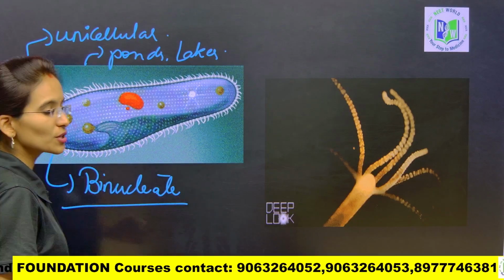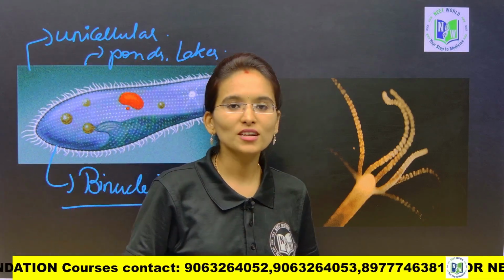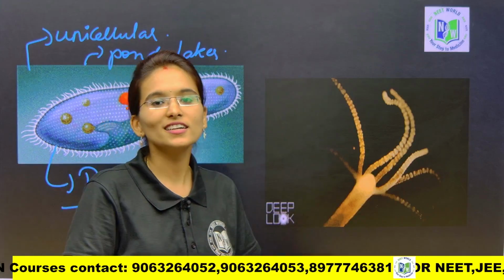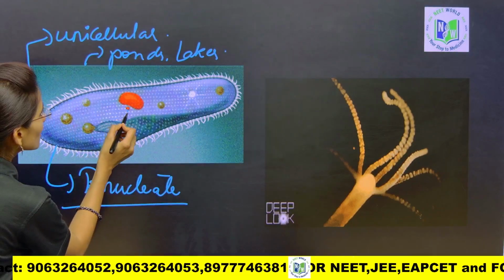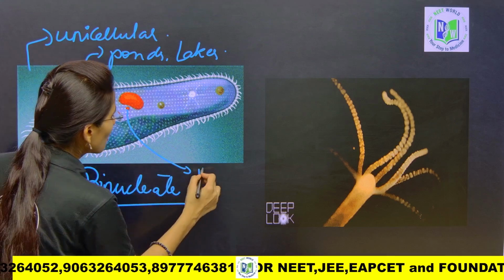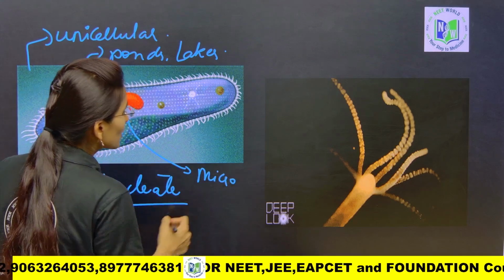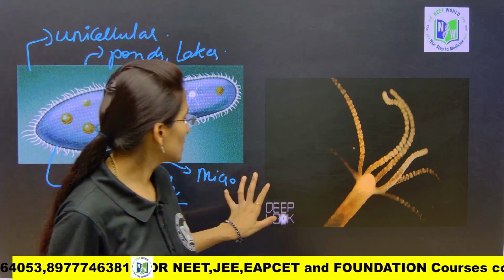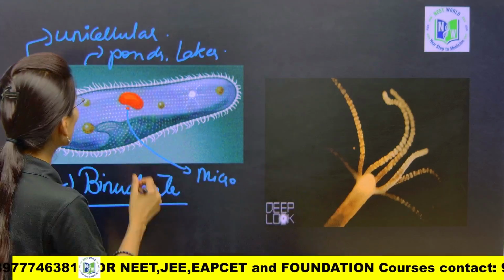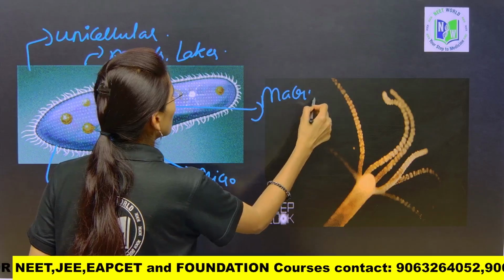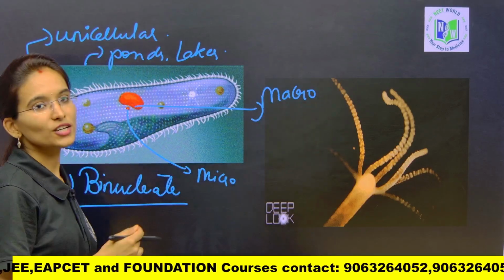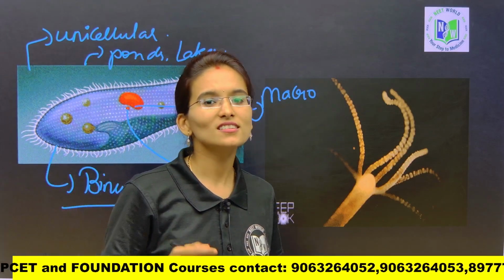Binucleate means it contains two types of nucleus. One will be the smaller one, called the micronucleus. Can you see the small red color dot? Yes, this is called the micronucleus. And the next one, the larger nucleus, is called the macronucleus. These are not given in your NCERT books, my dear students.